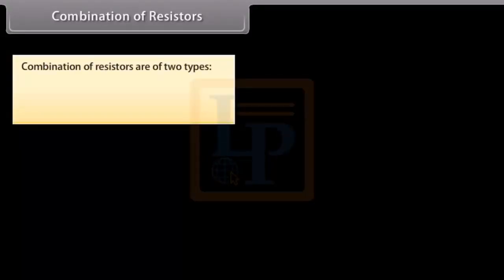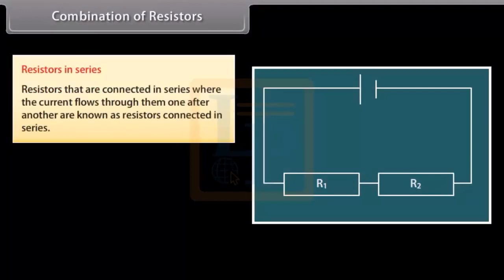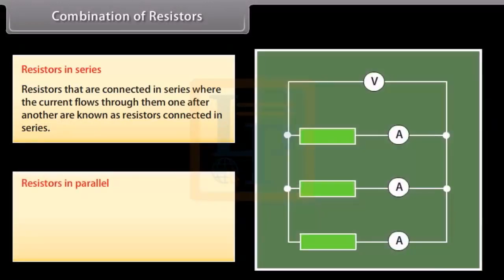Combination of resistors. Combination of resistors are of two types. They are resistors in series and resistors in parallel. Resistors in series. Resistors that are connected in series, where the current flows through them one after another, are known as resistors in series. Here the current depends on the applied voltage, the number of components, and the nature of components in the circuit.